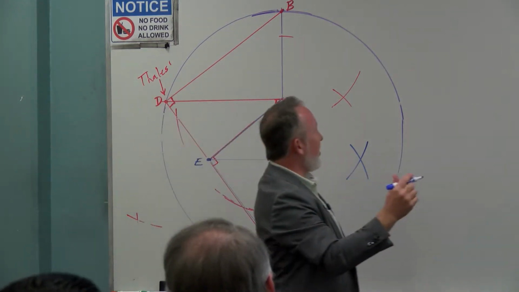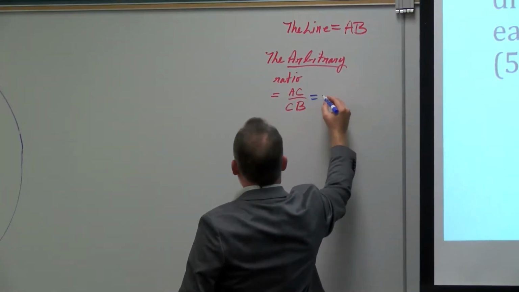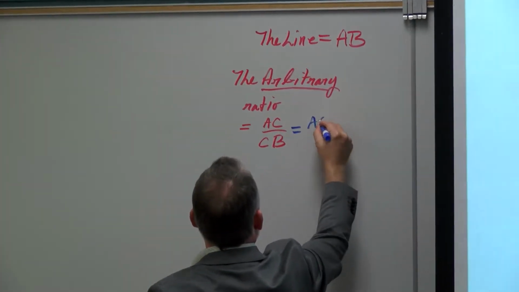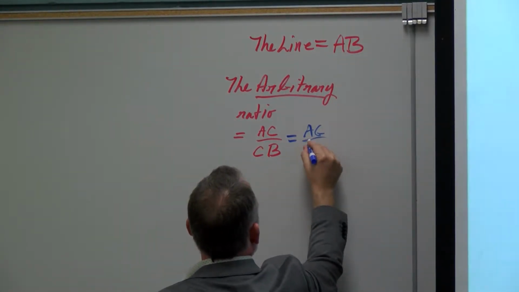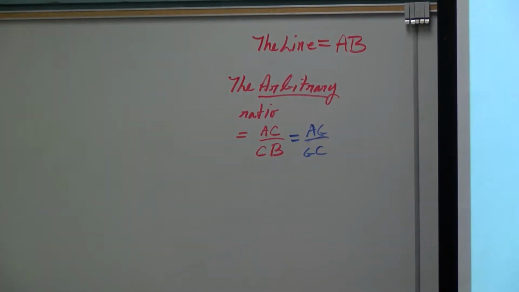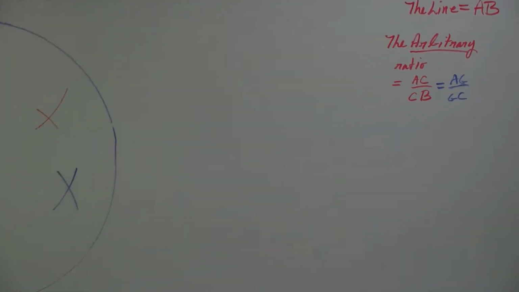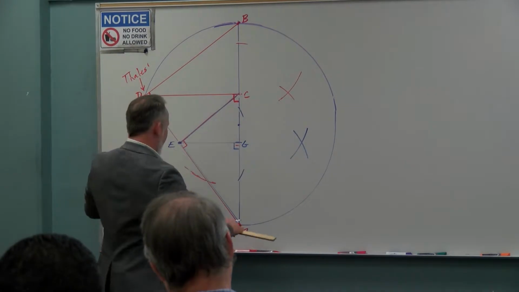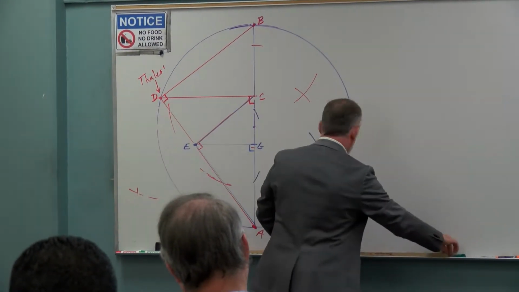So that arbitrary ratio now, we get AG is to GC. That's the same ratio. And likewise, we can do the same thing up here. Let's use a different color.